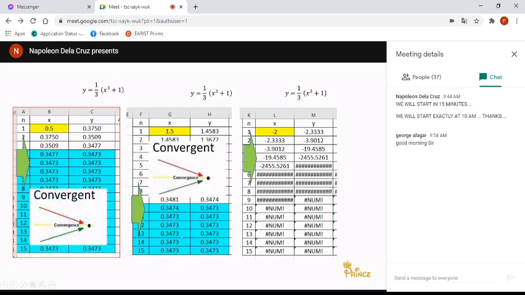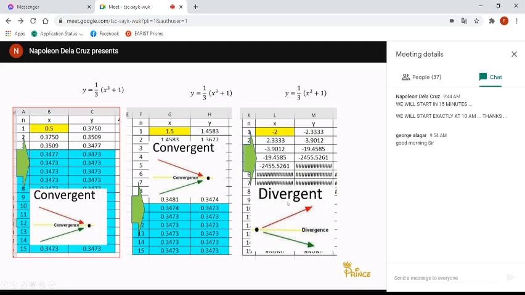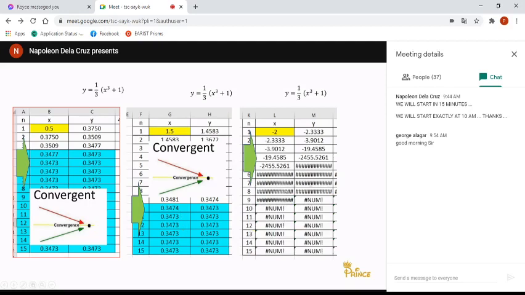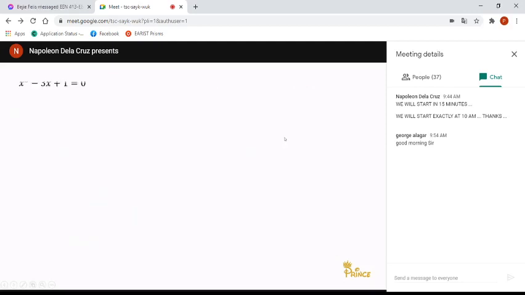Convergent, divergent. Nag-converge dito, pero ito wala. Walang convergence sa negative 2. Meron sa 0.5, meron sa 1.5. Sa 0.5 at 1.5, 3473, 3473. Okay? Punta ngayon tayo dun sa iterative equation number 2. Dahil nagamit na natin ang 0.5, 1.5 at negative 2, punta tayo dun sa iterative equation number 2. Ayan. Okay?